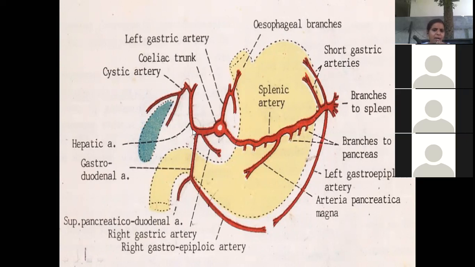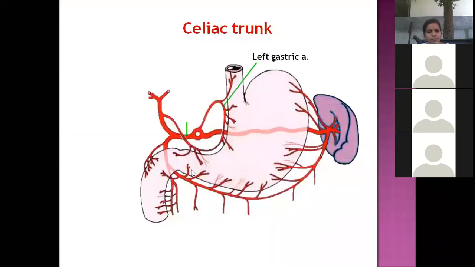From proper hepatic, you will see the common hepatic divides into proper hepatic and gastroduodenal. Gastroduodenal further divides into two: superior pancreatico-duodenal and right gastroepiploic. Okay, so the proper hepatic divides into right hepatic, and left hepatic. From the right hepatic, you will have cystic artery which supplies the gallbladder. So this picture I want everybody to learn.